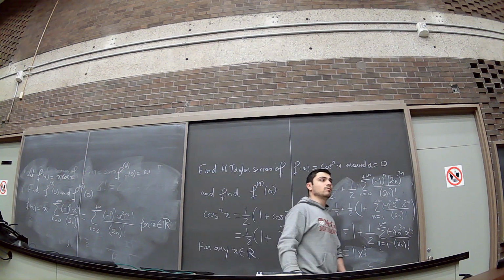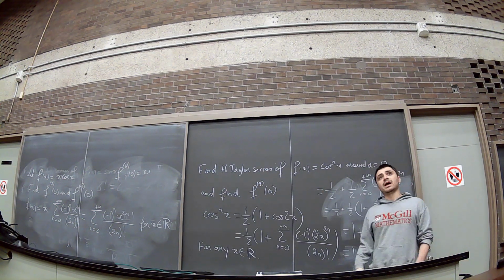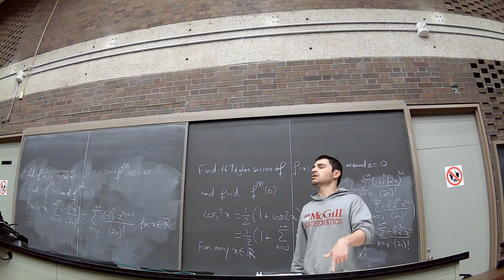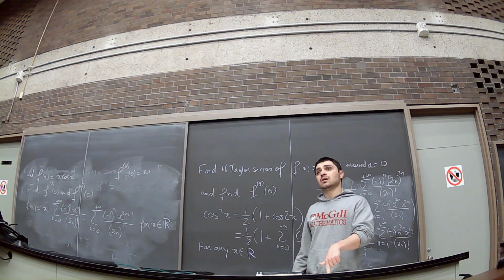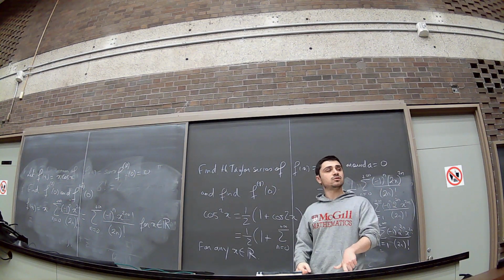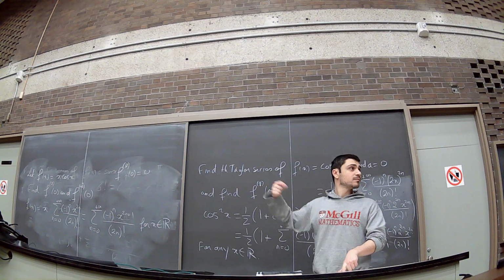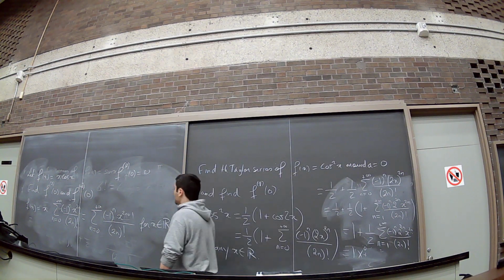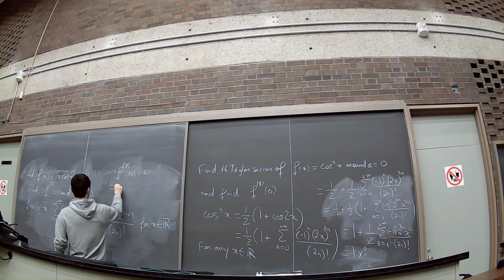Did we expect this or not? Why did we expect this? cos x is even, and x is odd. So when you multiply even times odd, what do you get? Odd, right? Okay, great.